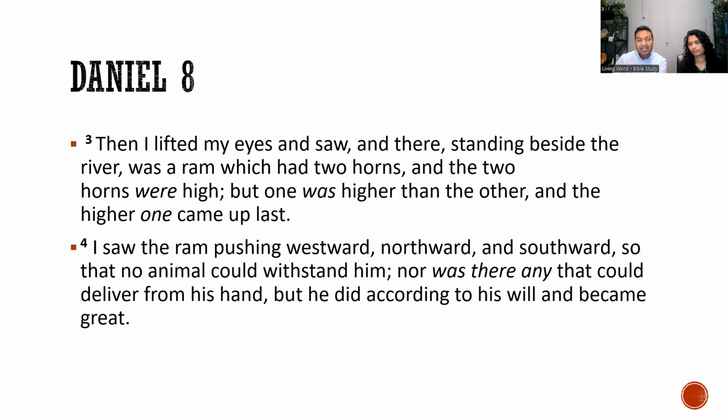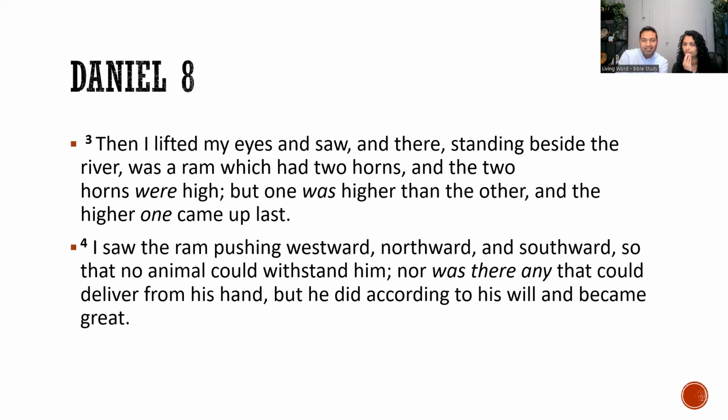He saw a ram. It had how many horns? 2 horns. And the 2 horns were pretty high, but one was higher than the other, and the higher one came up after the other one. See, this detail is missing in Daniel 7. Like I mentioned, right? Repetition and adding more details, expansion of details. And I saw the ram pushing west, north, and south, in 3 directions, because 3 different kingdoms were conquered. That's why it had 3 ribs, right? But this chapter also gives us those directions, which way he went and then conquered.